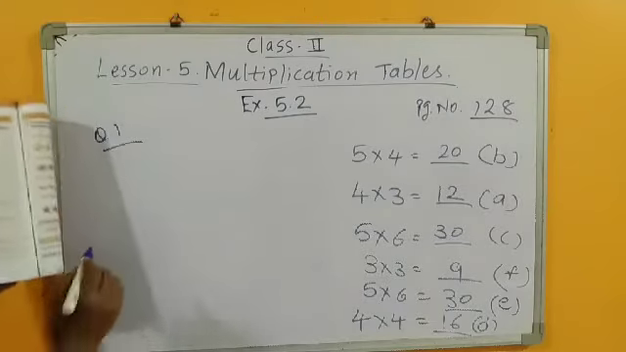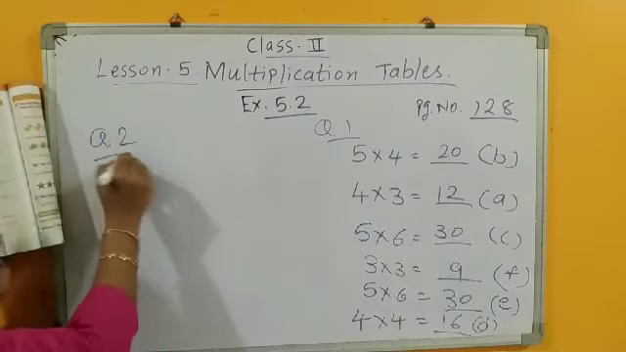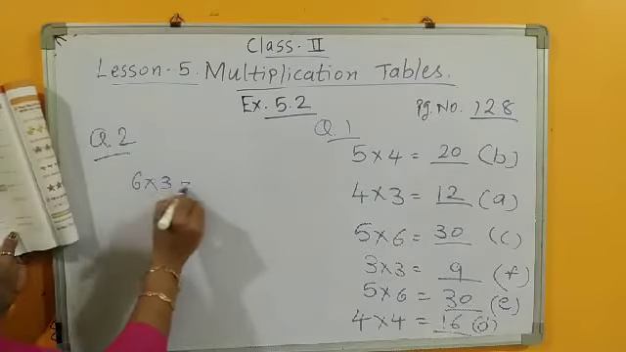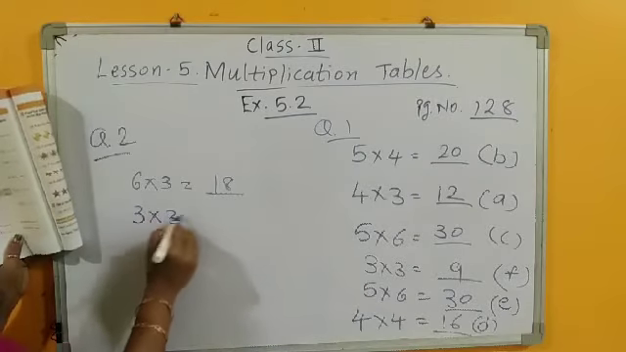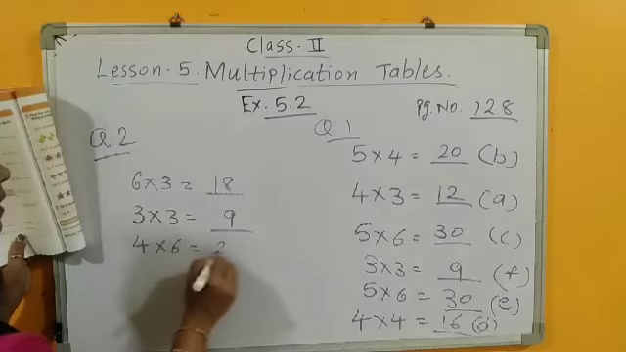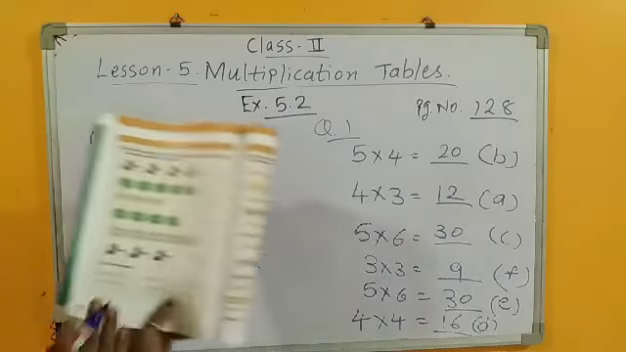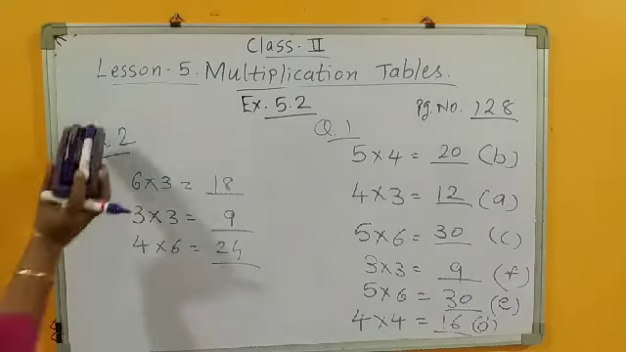And question number 2. In question number 2, 6 threes are 18. You have to learn tables. 3 threes are 9. 4 sixes are 24. Okay. So, complete this question number 2 also. So, this is exercise 5.2 complete. Now, revision exercise.